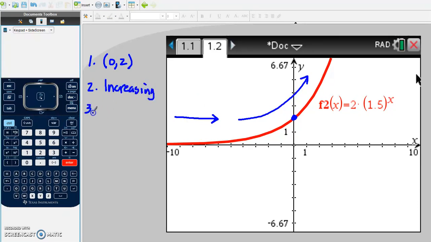And then number 3, again, is asking for the asymptote. Again, that's that imaginary line that the graph is approaching. Again, it's the x-axis. But because it's a horizontal line, it will be y equals, and it's crossing the y at 0, so y equals 0.